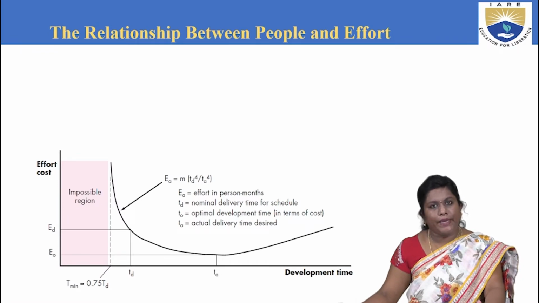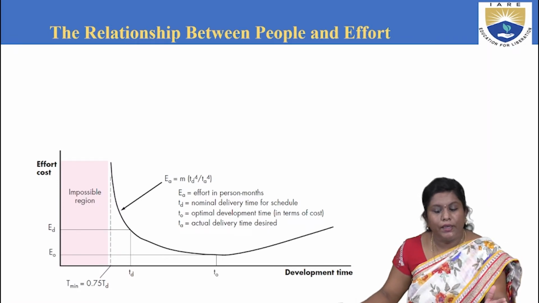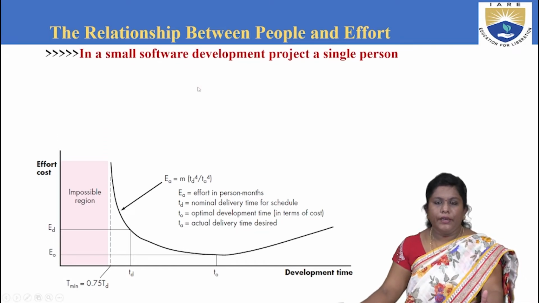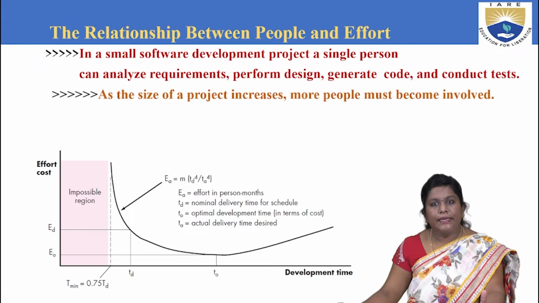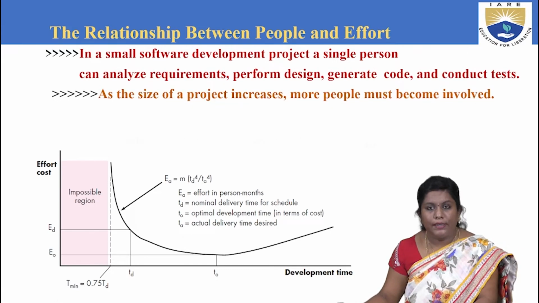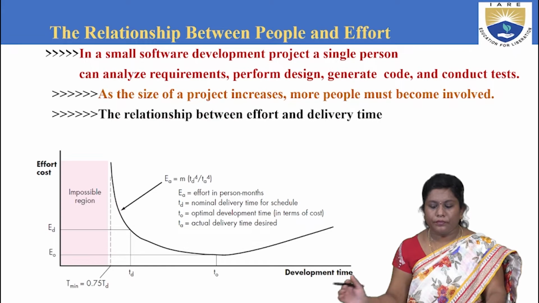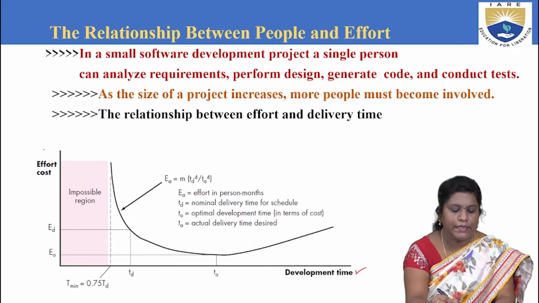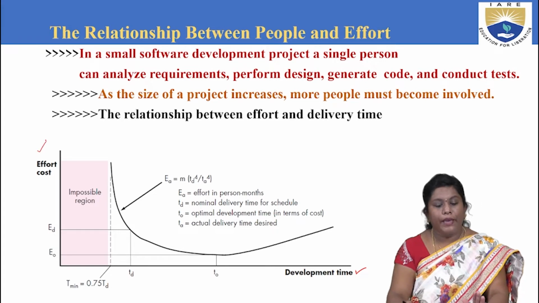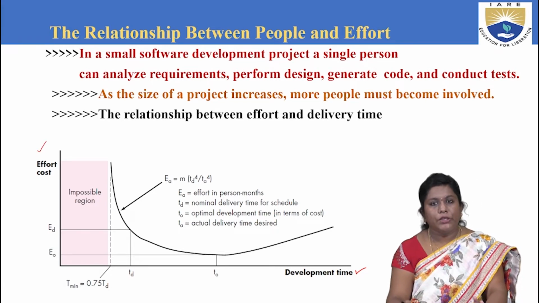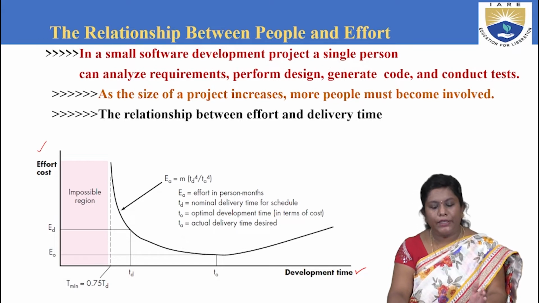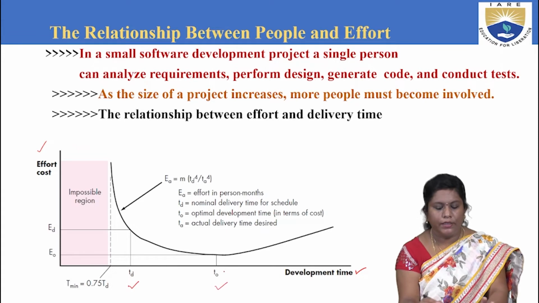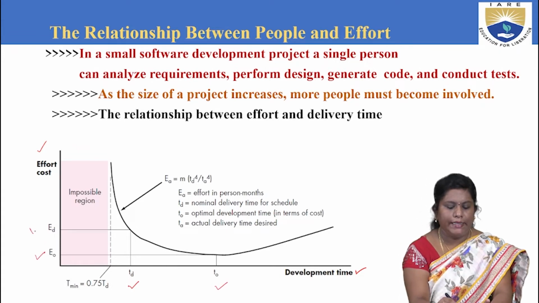Next, our next topic is the relationship between the people and the effort. Right? So we can see a diagram that is trying to have a focus on the development time on the x-axis, you can say, and on the y-axis we have effort cost. Okay, so the x-axis talks about the parameters that involve TD, T naught, and it also has E naught and ED.